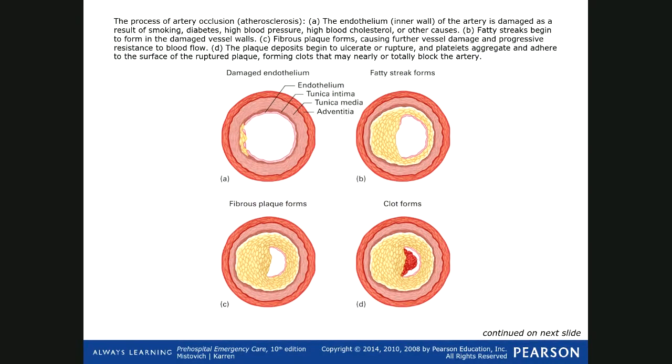Tunica media, just think you got a median running down a highway that splits it down the middle. There's a tunica media, and then on the outside you have the tunica adventitia. Now the very inside of that vessel is called the endothelium.